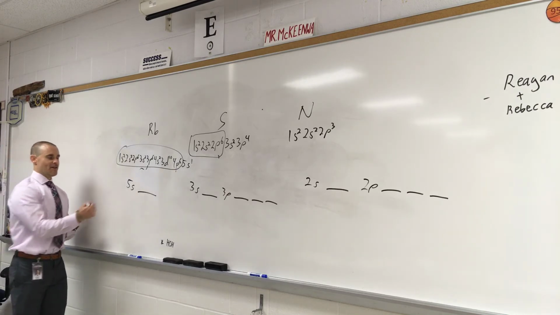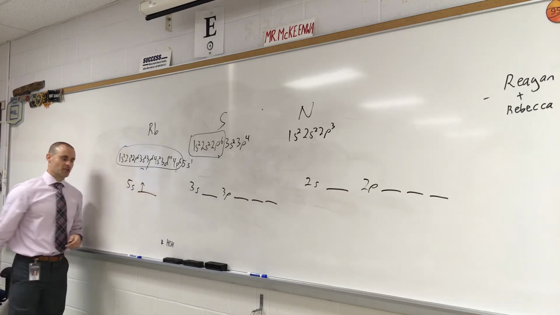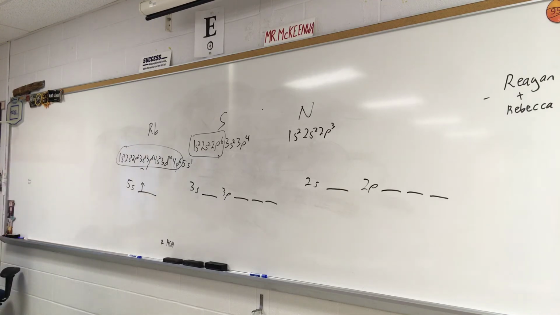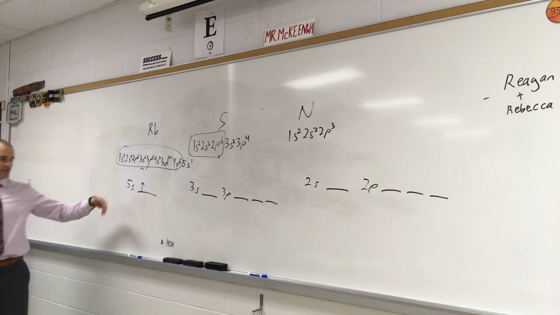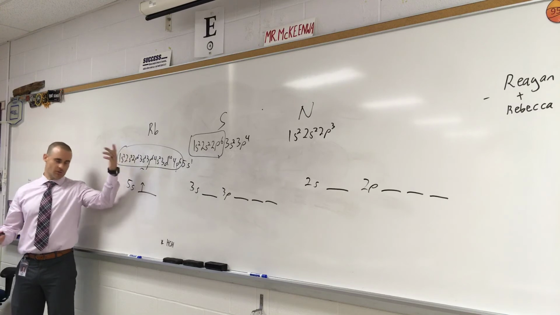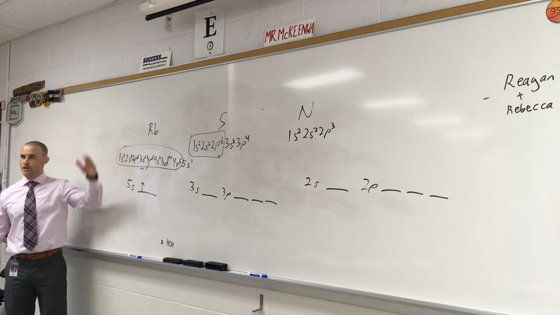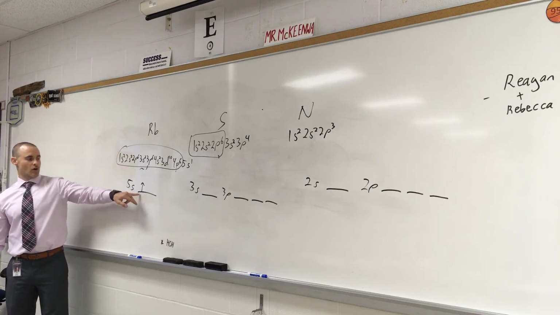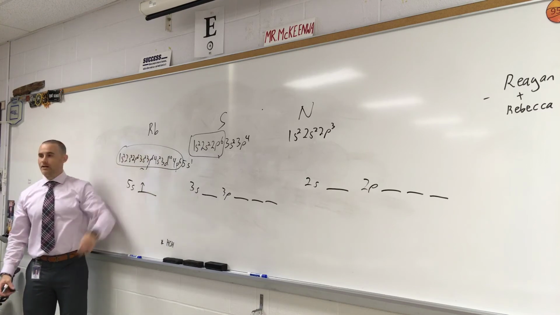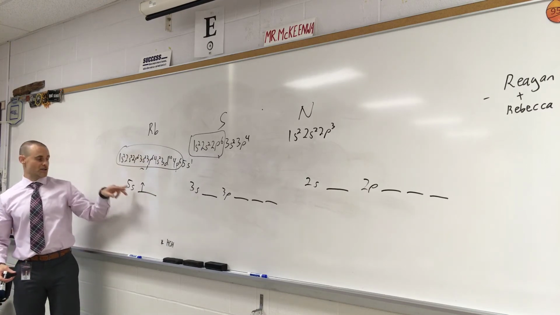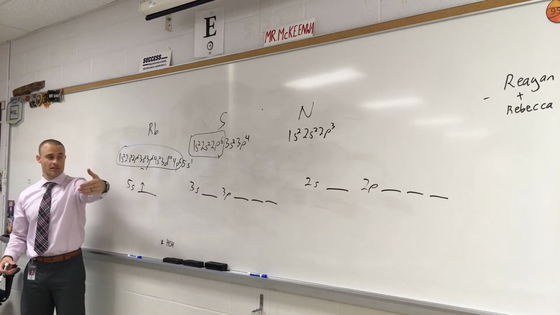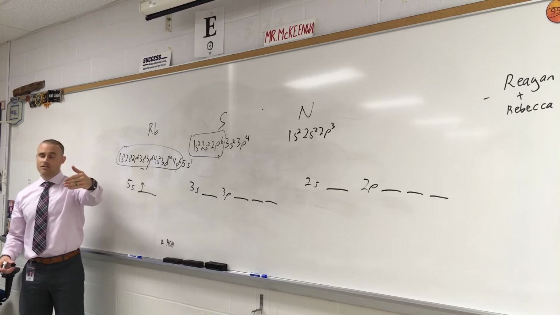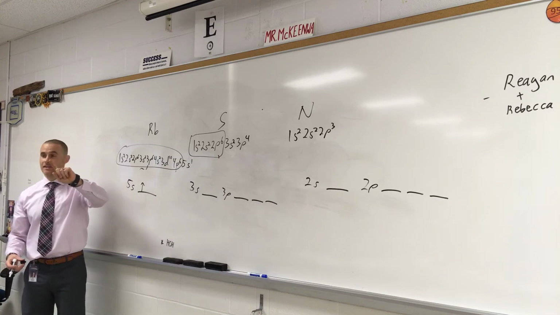Obviously, this one's easy. 5s1, you just put one arrow, and it always goes up. If you put it going down, you'll still get credit, but the general rule is it always goes up. Okay, so that's your orbital notation for rubidium, for the valence shell. Valence shell is the last, the outermost energy level, and I do want to comment on this.